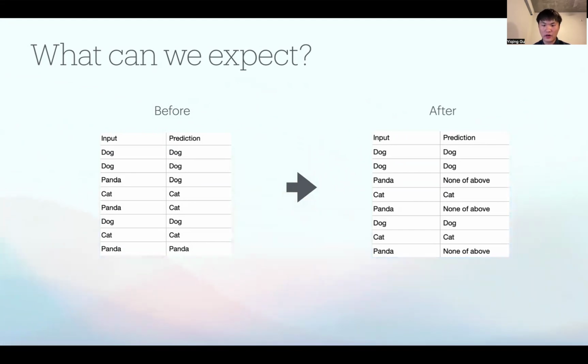But after using our API, we will make classifier say something like none of the above. So after we use this API, you can see in the spreadsheet, everything related to panda is none of the above. And that's what our project aims at.